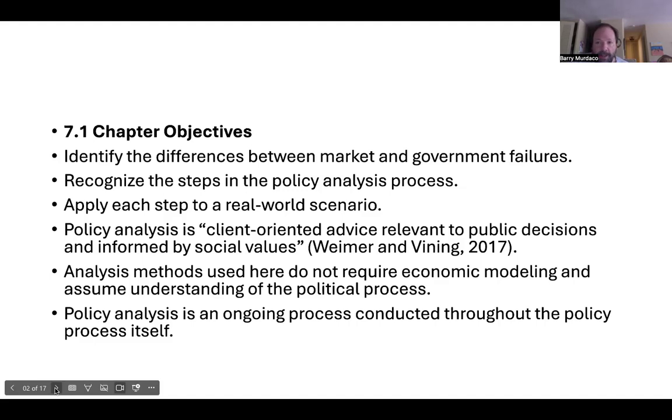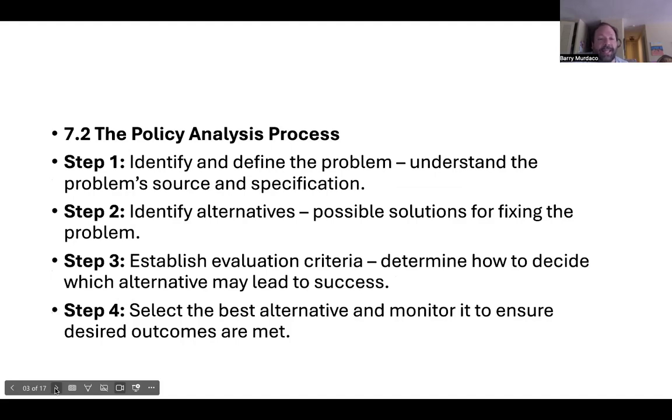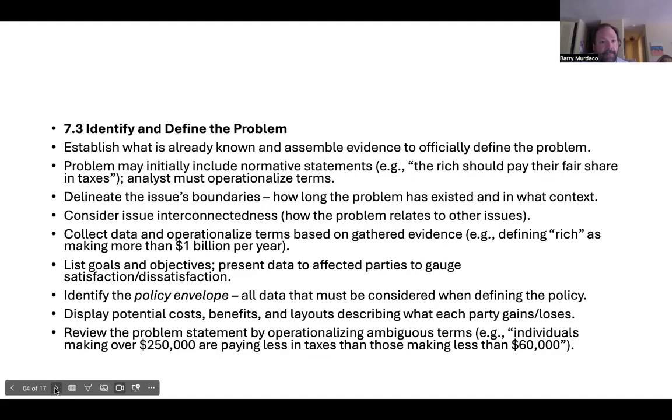So we've already talked about some of the ideological notions around market and government failures. I won't repeat all that right now. So let's just start to get through this. The policy analysis process. Step one, identify and define the problem, understand the problem source and specification. Step two, identify alternatives, policy solutions for fixing the problems. Step three, establish evaluation criteria to determine how to decide which alternative may lead to success. And then step four, select the best alternative and monitor it to ensure desired outcomes are met.